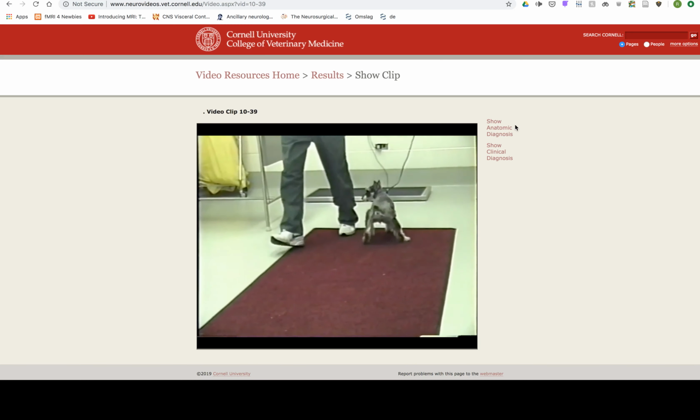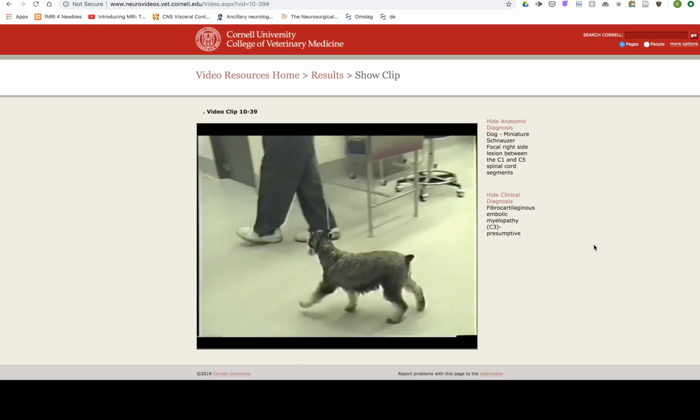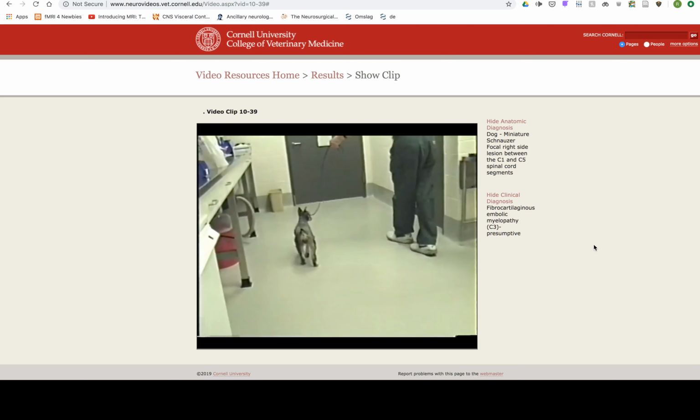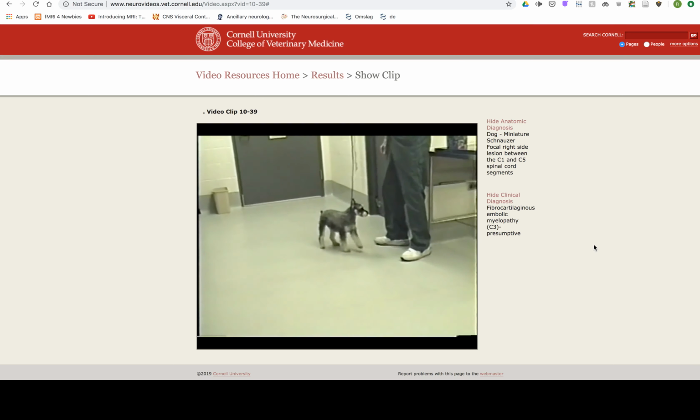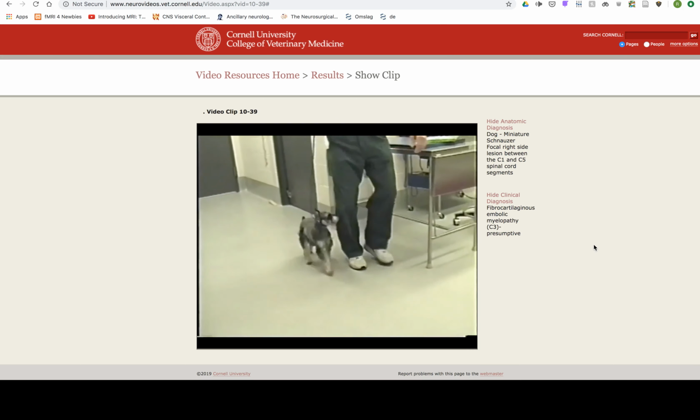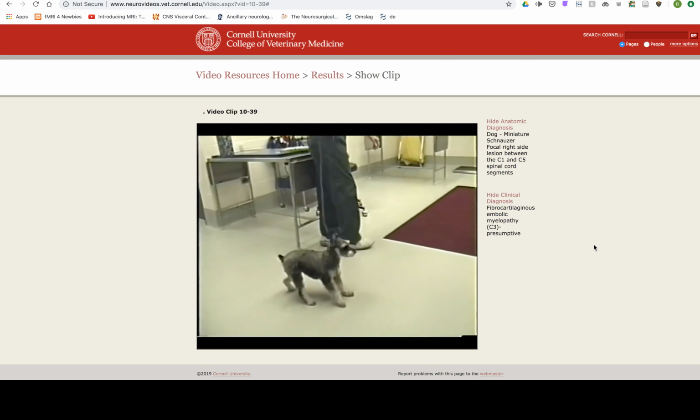Anatomic diagnosis: a focal or diffuse lesion on the right side between the C1 and C5 spinal cord segments. You should have recognized a spastic hemiparesis and ataxia of the right limbs and noticed a mild overreaching of the right thoracic limb and slow hopping responses in that limb. The veterinarian who saw Tasha on the day clinical signs first began recognized that both right limbs were abnormal.